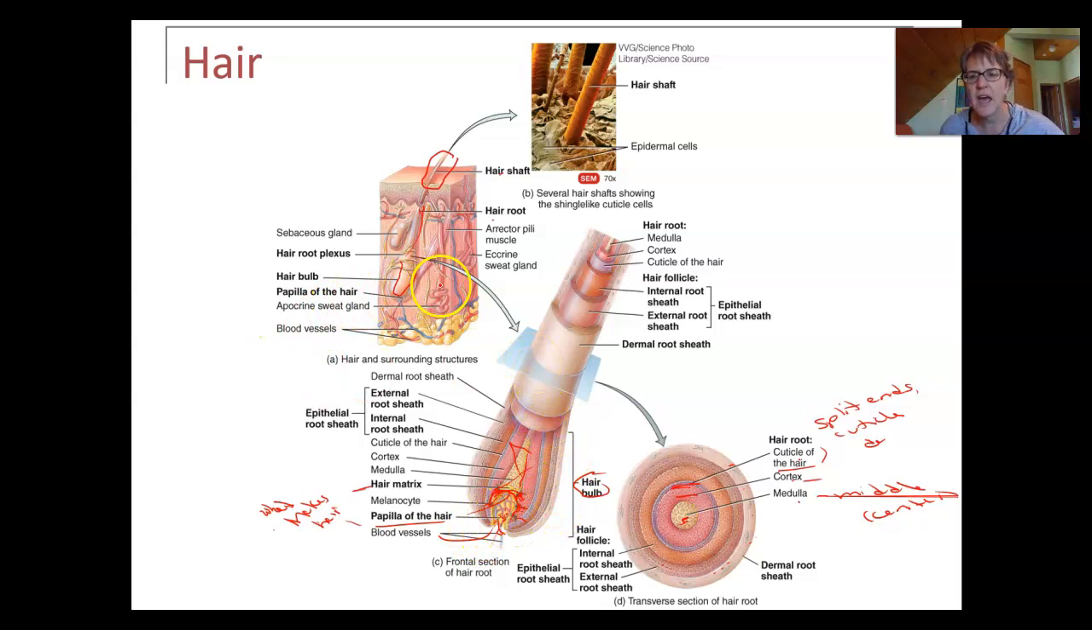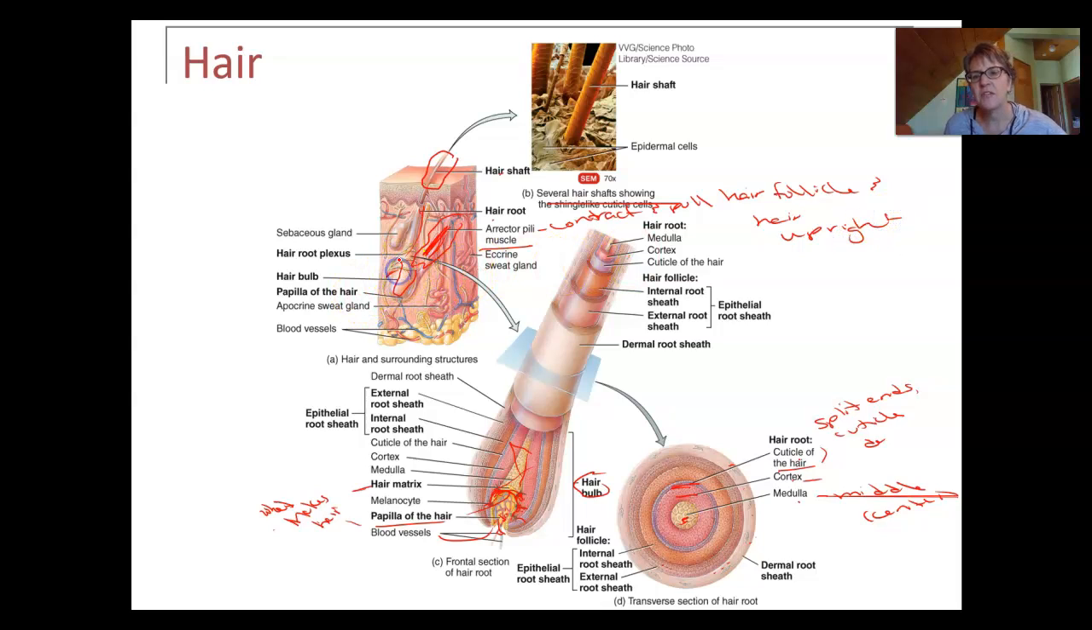Now, we have the erector pili associated with the hair follicle. That's this guy right here. And that's what will contract and pull the hair follicle and hair up. I'm just going to say upright.